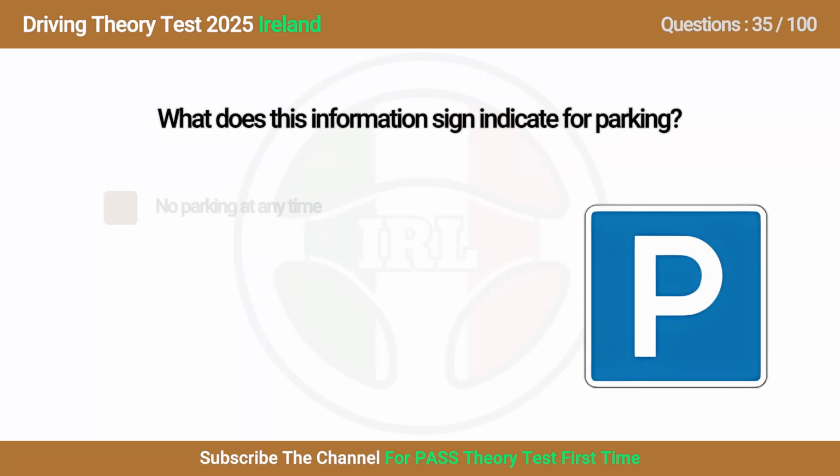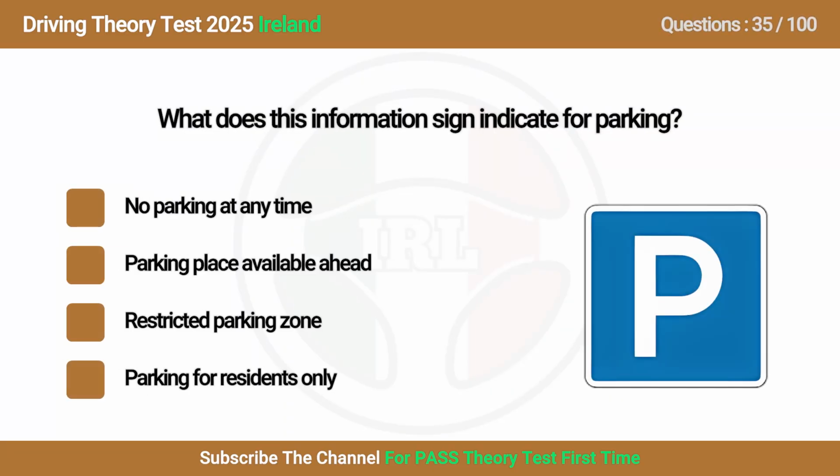Question 35. What does this information sign indicate for parking? A. No parking at any time. B. Parking place available ahead. C. Restricted parking zone. D. Parking for residents only.